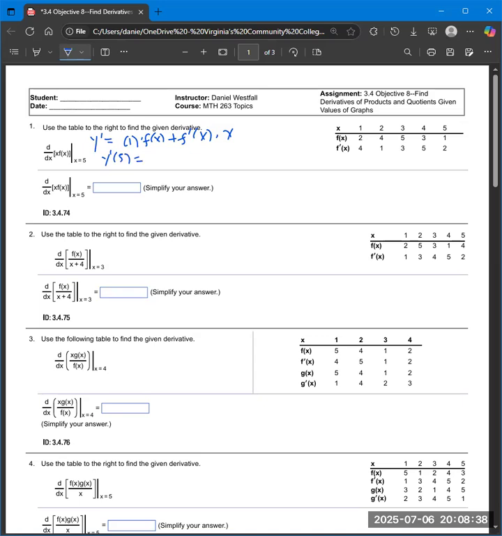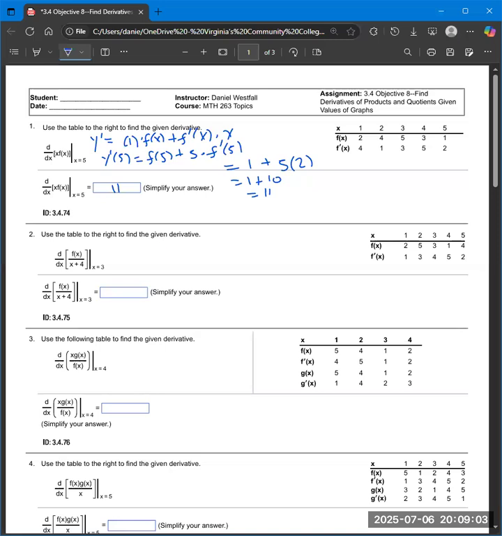5. It's going to be f of 5 plus 5 times f prime of 5. I come over to my table here and say f of 5 is 1 plus 5 times f prime of 5 is 2. So that's 1 plus 10 is 11.